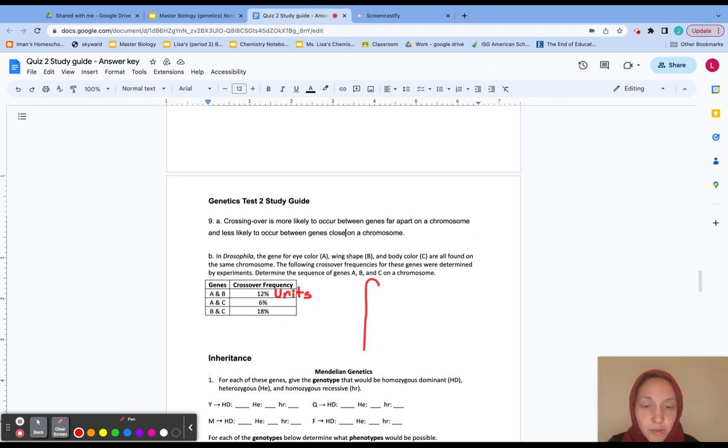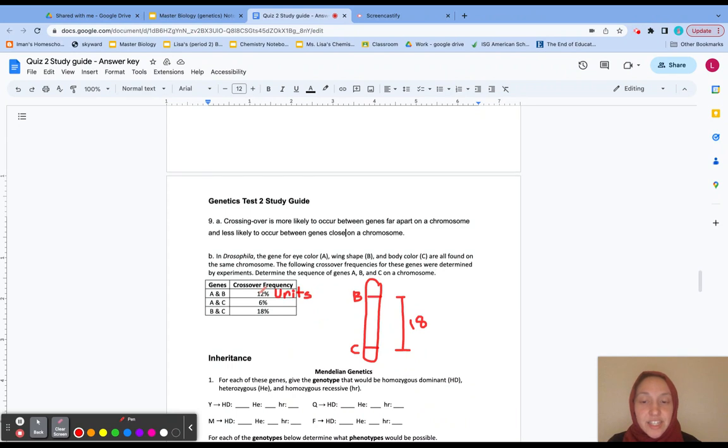So here is my chromosome. It says, okay, A and B are 12 units apart. A and C are 6 units apart, and B and C are 18 units apart. So B and C, I'm going to put them here. Since they're my furthest apart, I'm going to put them kind of the furthest on the chromosome. Okay, B and C, they are 18 units apart. So from here to here is 18 units, or 18%. Okay, so they're far apart, so they have an 18% chance.